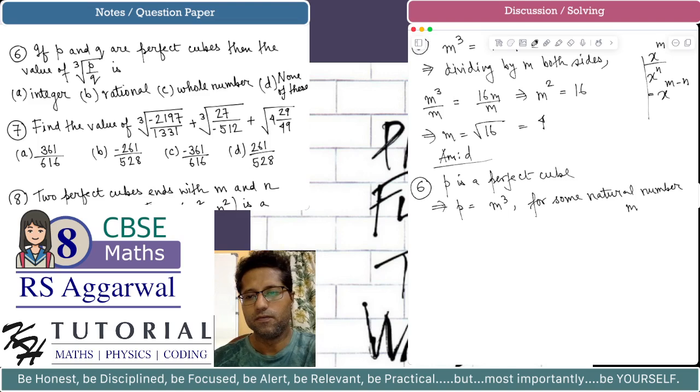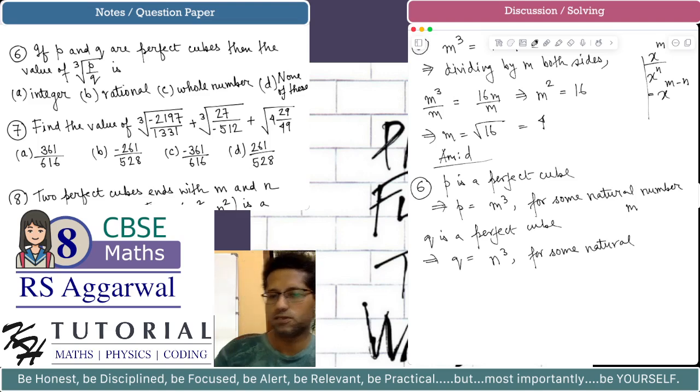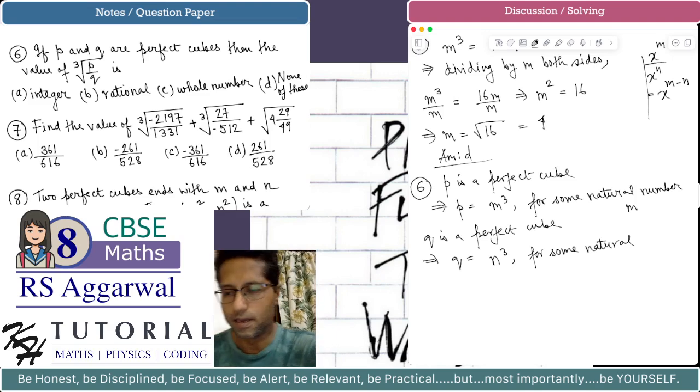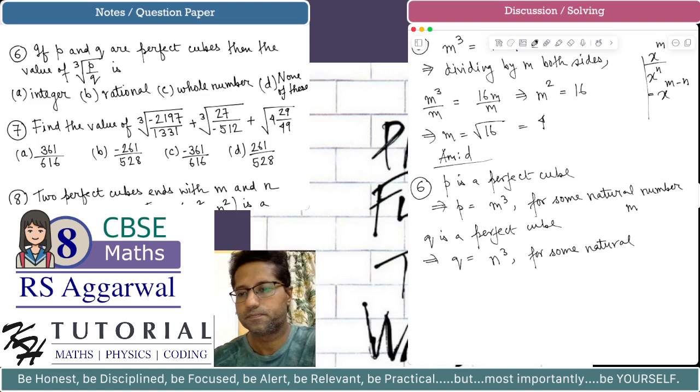Similarly, given that q is a perfect cube, this implies q must be equal to n cube for some natural number n. Since q is a perfect cube, there must exist some natural number n such that n cube will be equal to q.